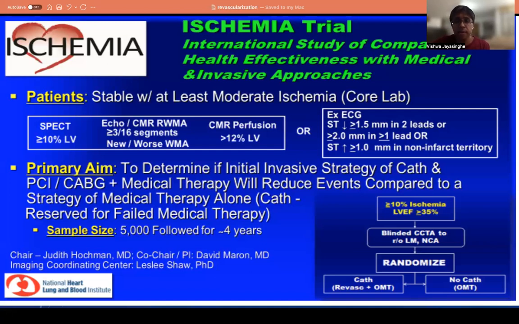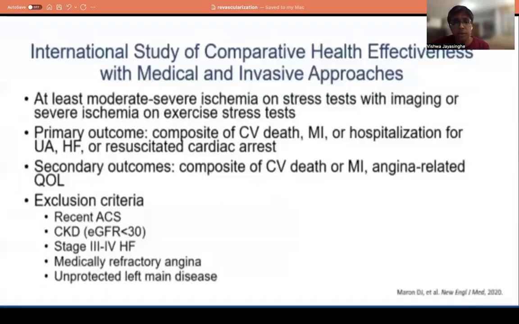The primary aim was to determine whether an initial invasive strategy of cath plus PCI or CABG would reduce events compared to a strategy of medical therapy alone, right? So initially they did ischemia testing and found out who had moderate ischemia, and then they had a blinded CT coronary angiogram. Why did they have a blinded CT coronary angiogram? This was to exclude left main disease as well as non-obstructive coronary artery disease.